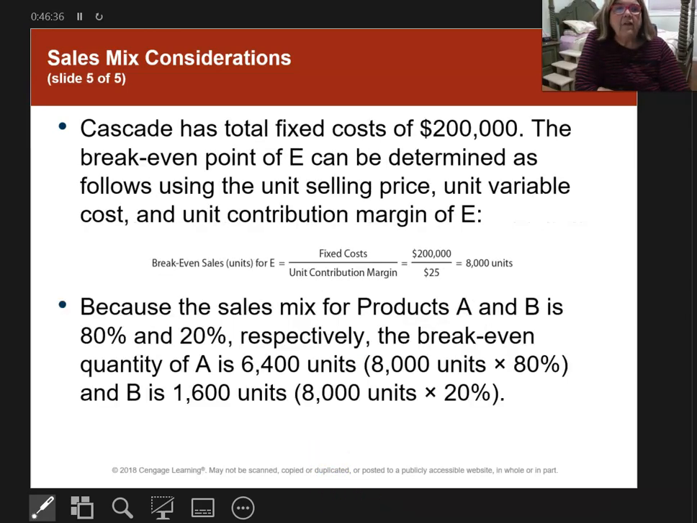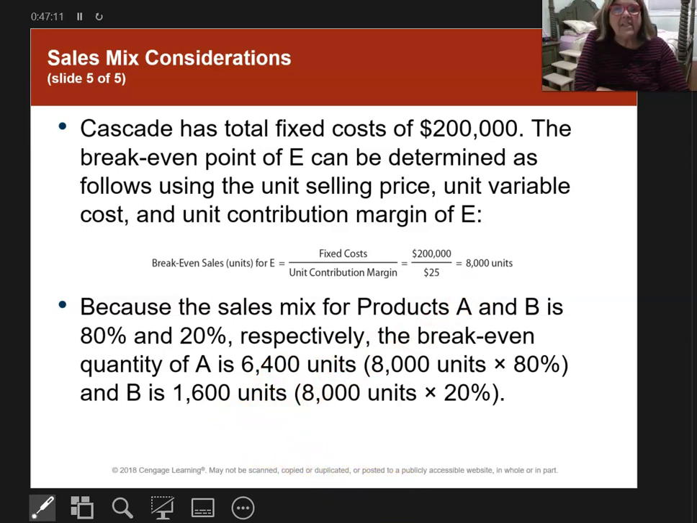And then on the very last slide, we have fixed costs of 200,000. The break-even point of E can be determined if we use this formula: fixed costs divided by unit contribution margin. This is for the end product that I'm making, and so I have to do 8,000 units. So if I have to do 8,000 units to break even, then I know that product A has to be 80% of this and product B has to be 20% of that. And so that's how it actually looks.